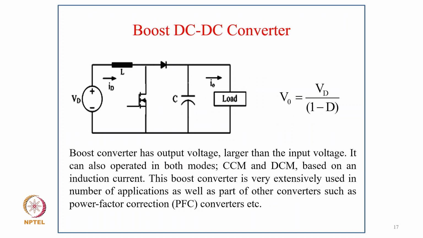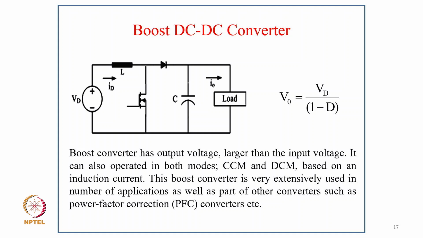Then coming to the boost converters, as you can see here, we have Vd as a source, then inductor, then switch, diode and capacitor, and the output voltage is a function of Vd upon 1 minus D. So the boost converter has an output voltage larger than the input voltage. It can also be operated in both continuous inductor current mode and discontinuous inductor current mode. This boost converter is very extensively used in a number of applications.